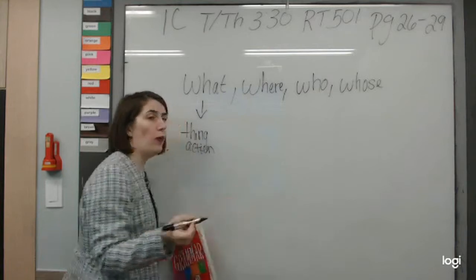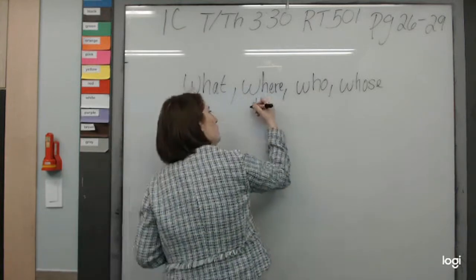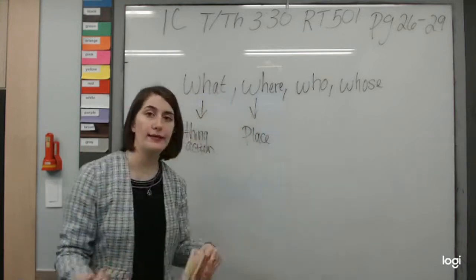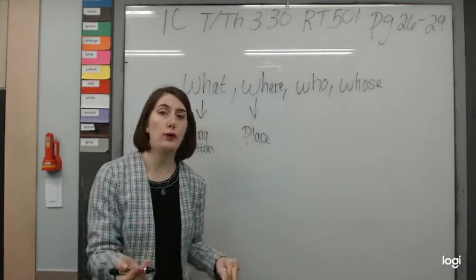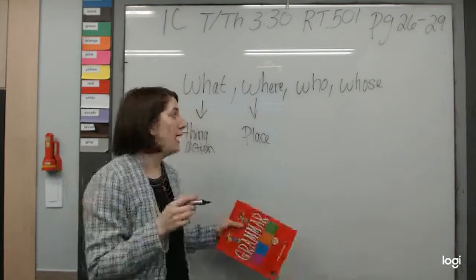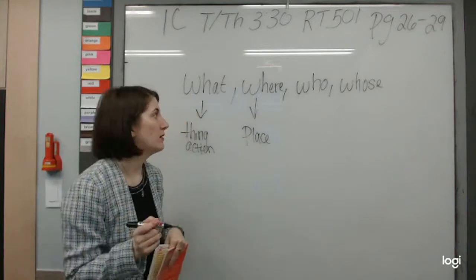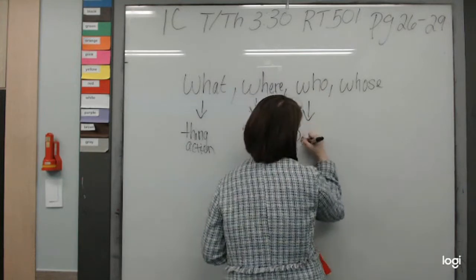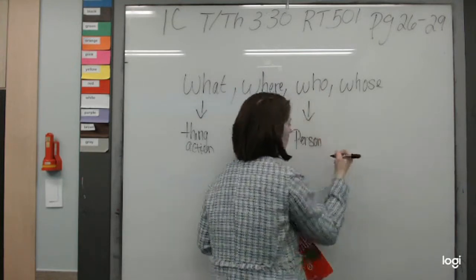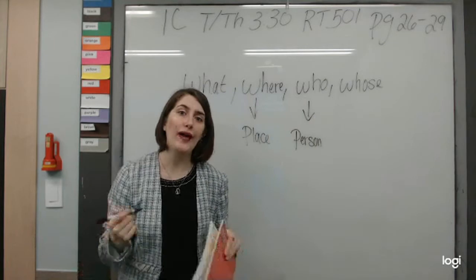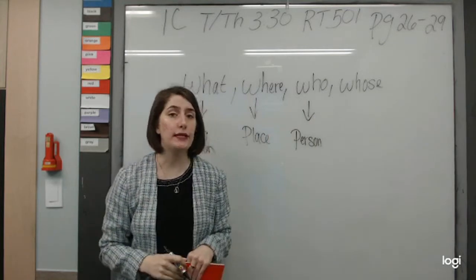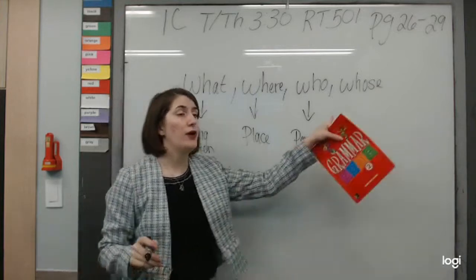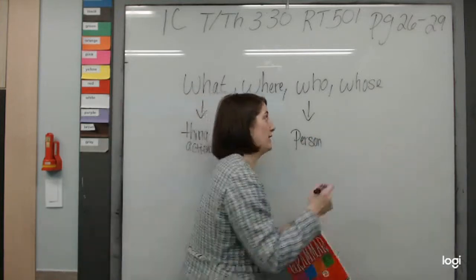Okay, where? Where is place. Where is this happening? Where are you going? Where is your house? Place. Who is person. Who is that? Who is your brother? Person. Now, whose is a bit trickier.